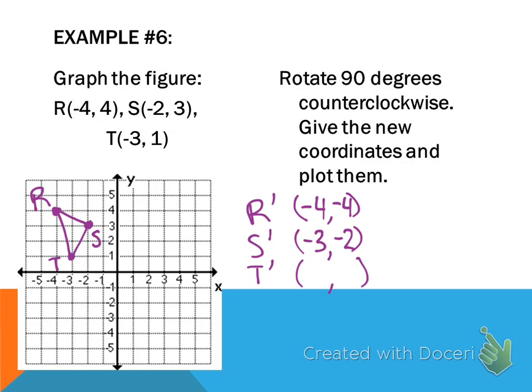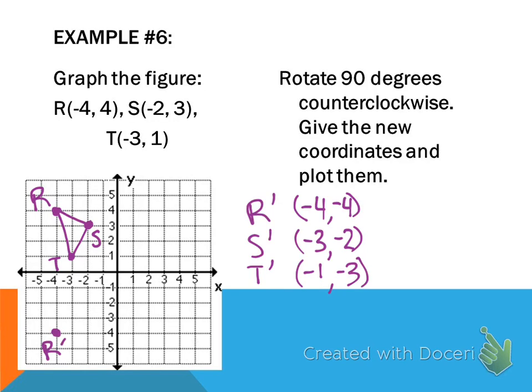-2. What about for point T? What's going to be in the front? -1. The Y coordinate changes signs and moves up. The X coordinate just moves to the back. Then we have to plot those points. To get to -4, -4, where do I go? Left and then down. Left 4, down 4. That's going to be my R prime.